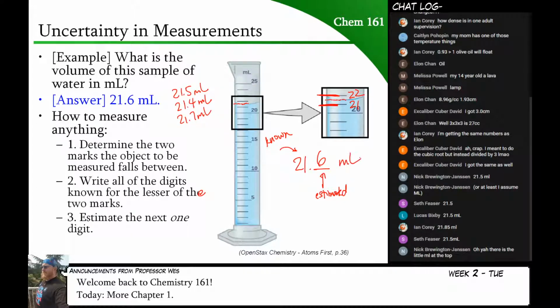And then append the units to the measurement. So that's how we measure anything. You're going to use these 3 steps, and you must use these 3 steps. If you use some other technique, you will possibly get the wrong answer. And that's no good. We don't want that.